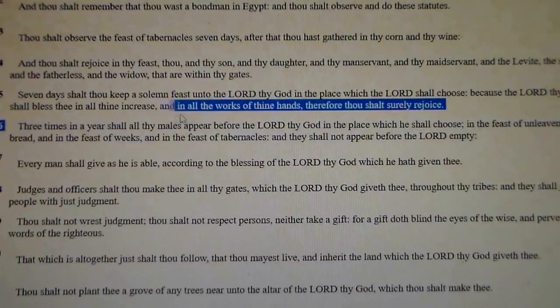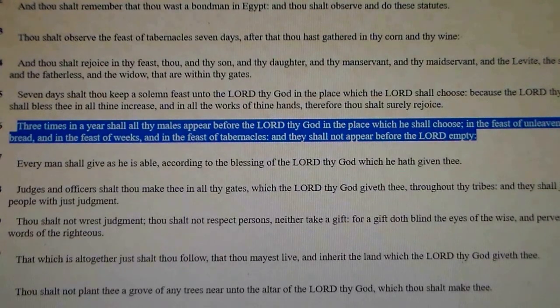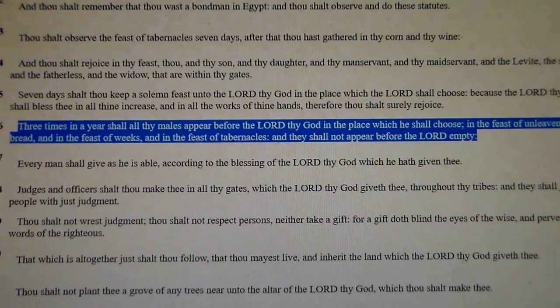It says, 3 times in a year shall all thy males appear before the Lord thy God in the place which he shall choose. Meaning that all the priests had to go to the temple of God in these 3 feasts.